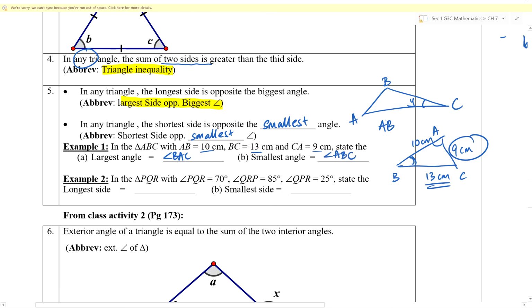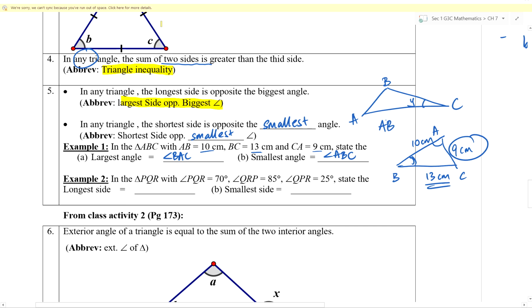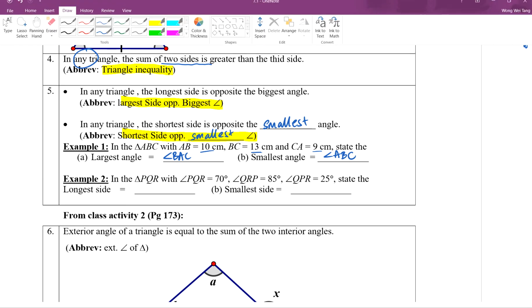So this is the property of a triangle. When we want to use this, we have to write both of these two abbreviations, depending on which you're referring to. Now we are going to go in the other direction. This time we are given the angles, and we have to find out which is the longest side and which is the shortest side. So again, we will want to do a quick sketch.